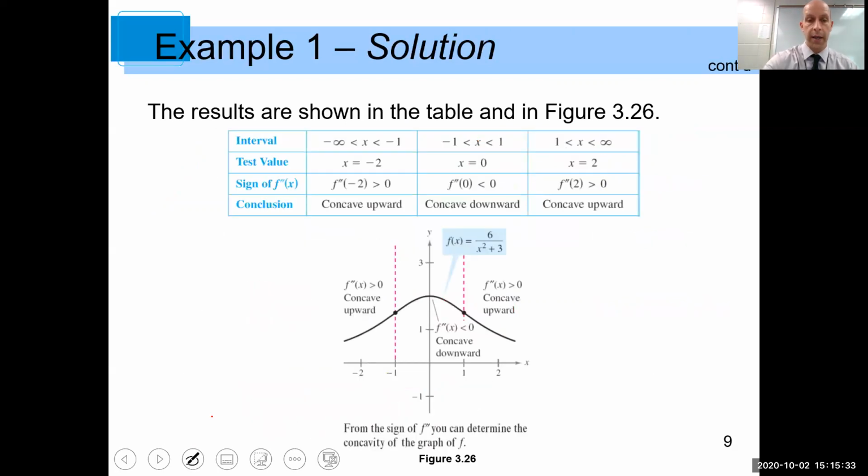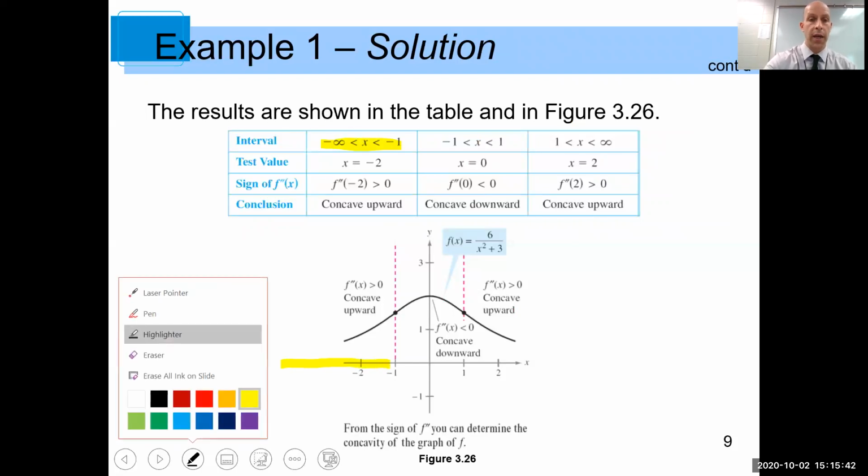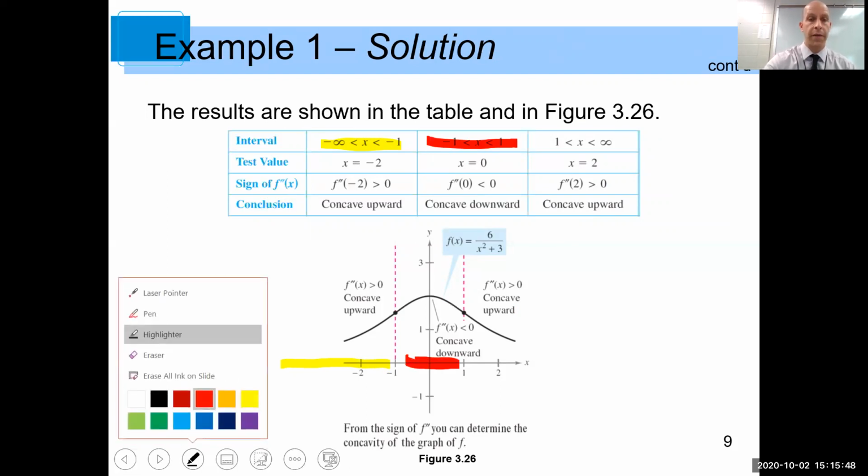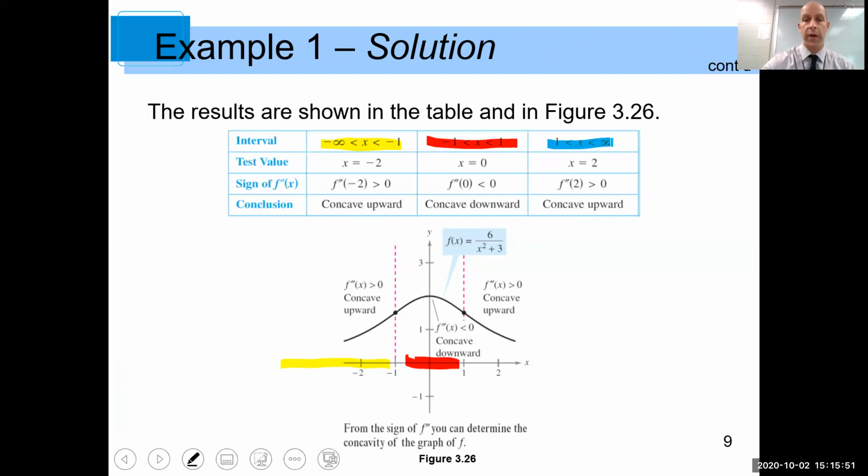So we're testing, again, let me emphasize this. We're testing from negative infinity to negative 1. That's all the way up to here. Then we're going to test, let's do red here, from negative 1 to 1. That's right here. And then finally, we're going to test from 1 to infinity. And we're testing the second derivative.